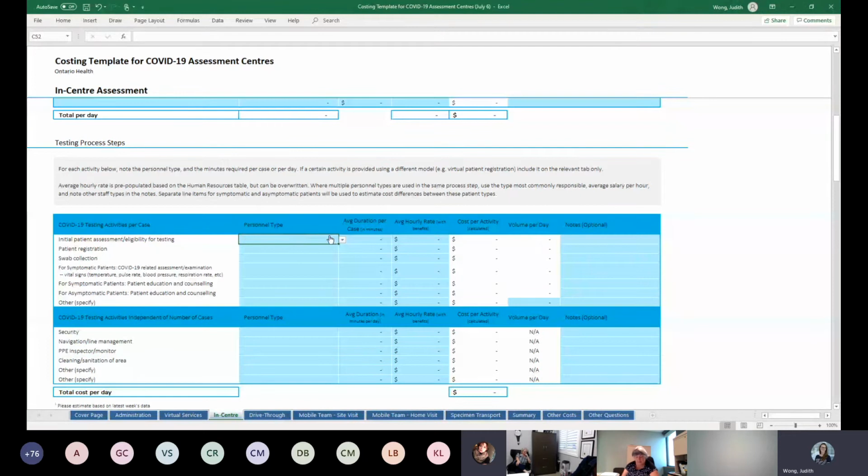Next one, if sample transportation isn't provided by the assessment center, we'll leave it out? Correct. Anything that you do not do, you can leave blank.